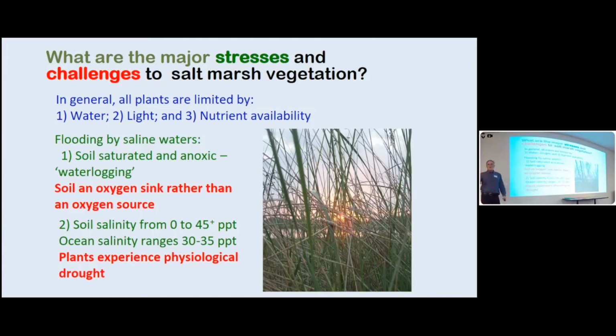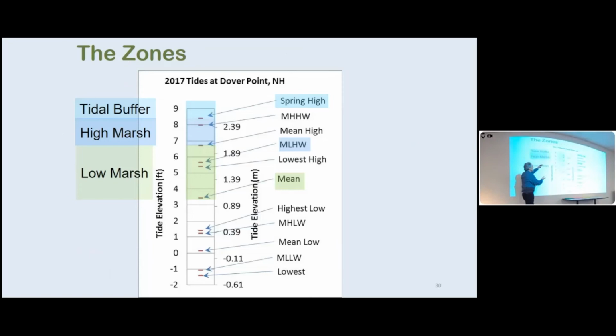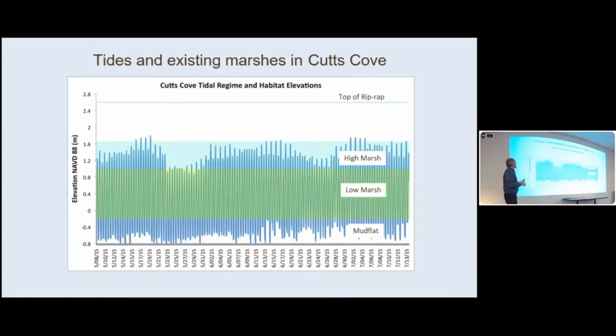So they may look like they grow great, but they're under stress and they only grow in certain heights of tide. So this is just a number line of tides going from 0 to 9 feet of tide. And the low marsh plant only grows in this range. And the high marsh plant really grows up here. And then there's sort of a tidal buffer. So we have to put the plants at the right elevations. Otherwise, we'll be very sad when everything dies.